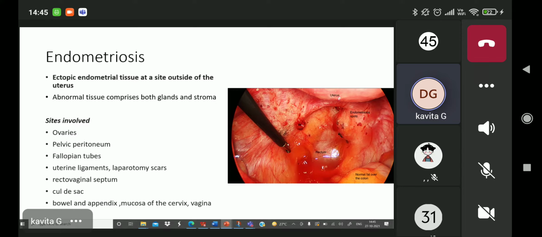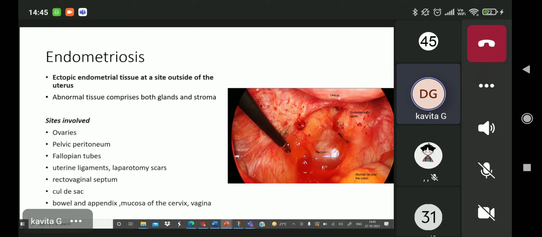Now, when this tissue has wandered to another city altogether, it's gone to another organ, it's gone to the bowel, it's gone here, there, wherever it's going, it is going to go with its full honors. So there would be the glands, there would be the stroma.